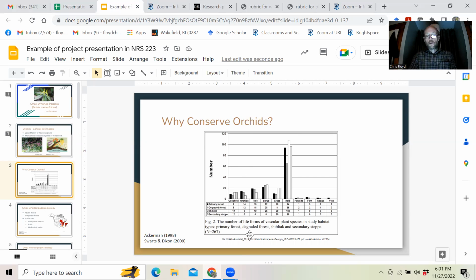Why conserve orchids? And I presume that at this point the presenter talked about this. But one thing to note is that when you show a figure like this, the audience is not going to be able to see the details of it. So if some of these details are important, you need to point them out. And either way, when you show a figure, you need to physically point it out.